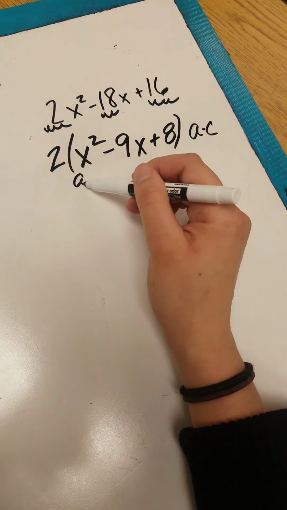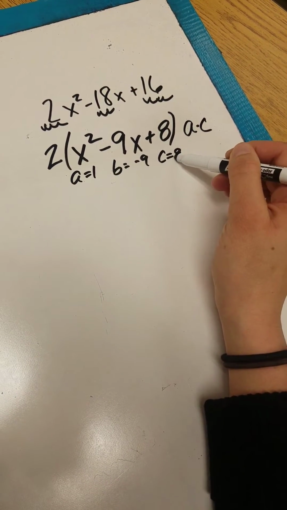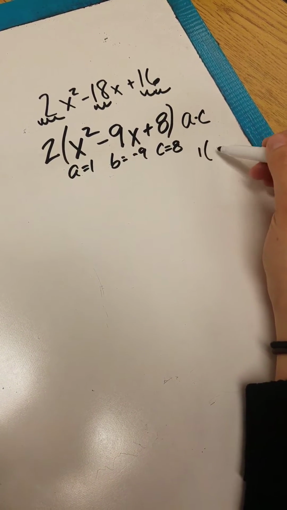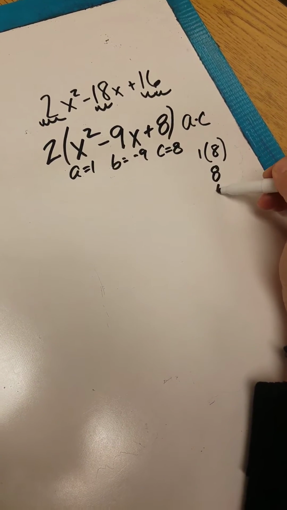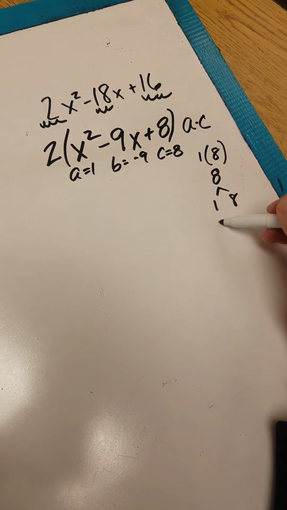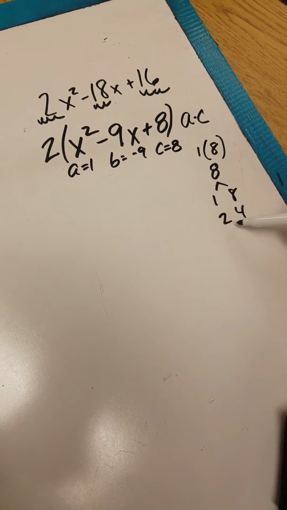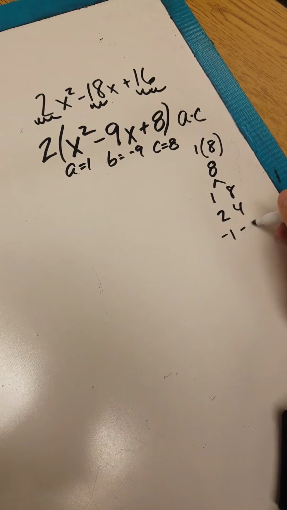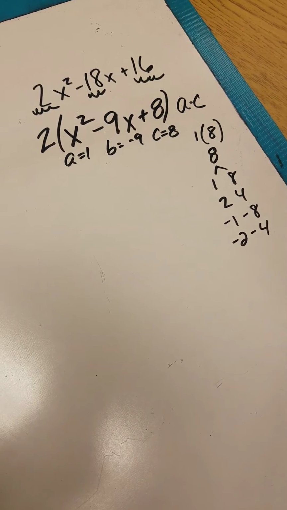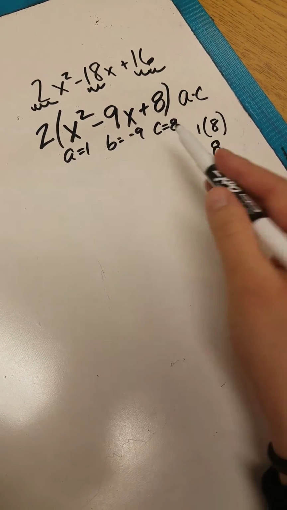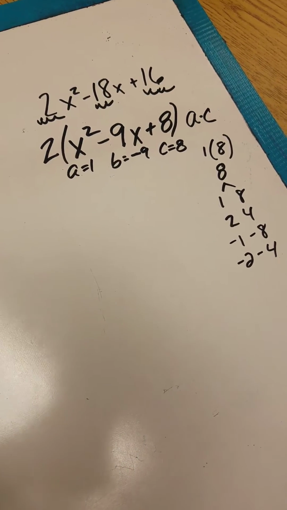Okay, so in this case, a is 1, b is negative 9, and c is 8. So our a value is 1, our c value is 8, so we'd have 1 times 8 is 8. Factors of 8, 1 and 8, 2 and 4. Okay, how do you multiply to a positive 8? They can either both be positive, or we could do negative 1 times negative 8, or negative 2 times negative 4. How we pick our factors is whatever one adds to our b value. So we're looking for negative 9.